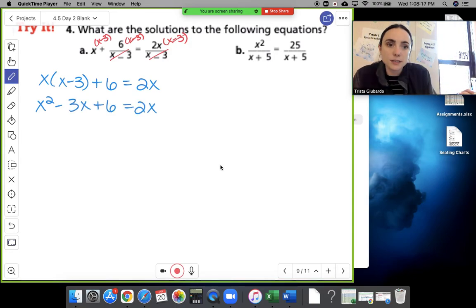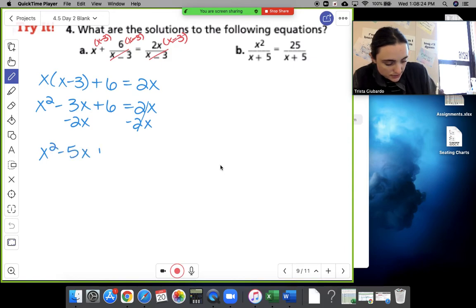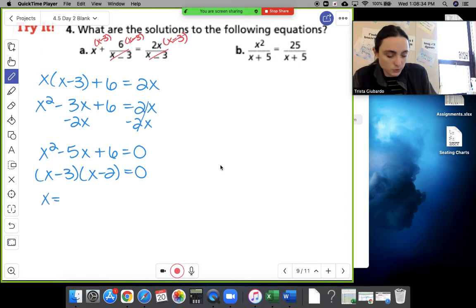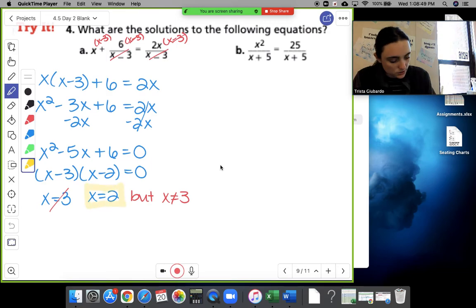I have a quadratic. Get it equal to 0. I'm going to subtract the 2x over. It gave me x squared minus 5x plus 6 equals 0. Then I'm going to factor to solve. That'll be x minus 3, x minus 2 equals 0. So our solutions, what makes each of the factors equal to 0? x equals 3, x equals 2. Double check for extraneous: x cannot equal 3, since we have an x minus 3 in the denominator. That's my extraneous. The 2 is fine. So that would be our solution on that one.